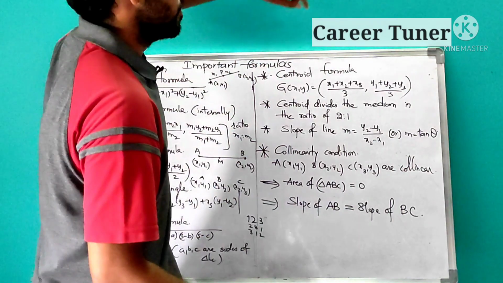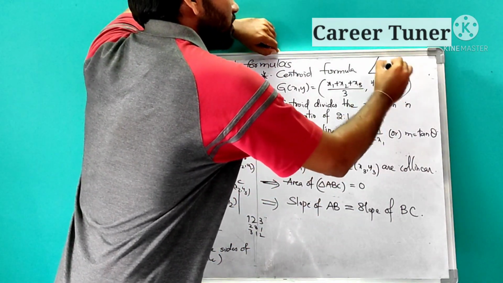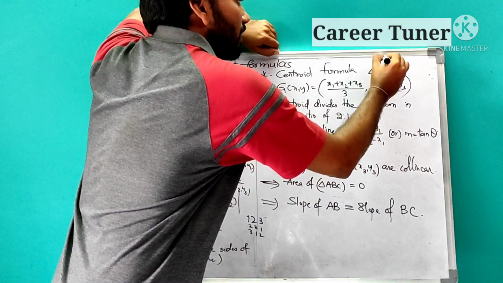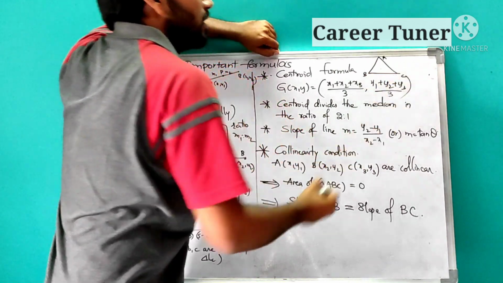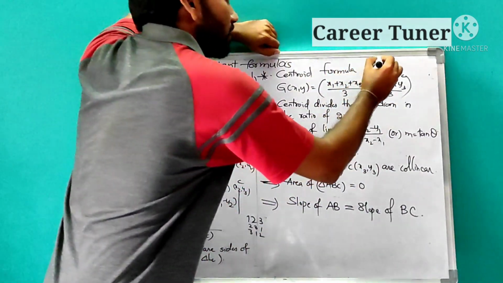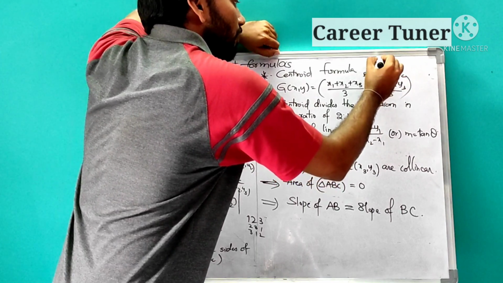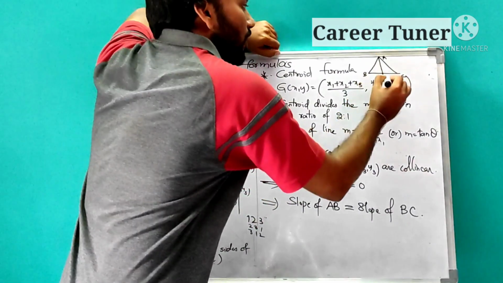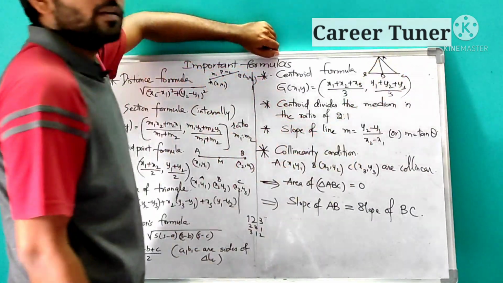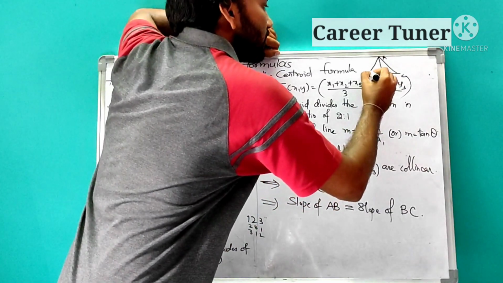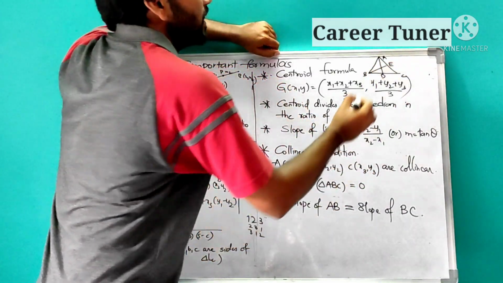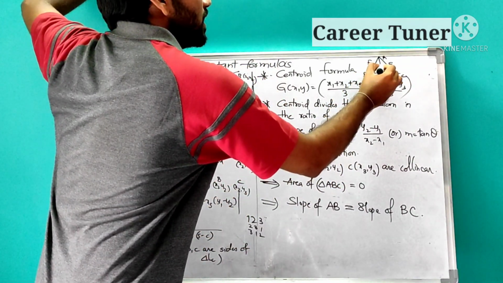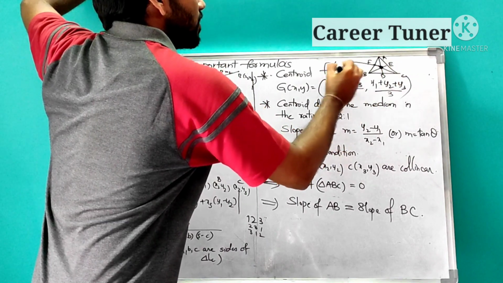Next, centroid formula. Now what is a centroid? Take any triangle ABC. If you draw a line from any vertex to the midpoint of the opposite side, then we call AD a median. Similarly BE is a median, and CF is a median. The point where all these medians intersect is what we call the centroid.